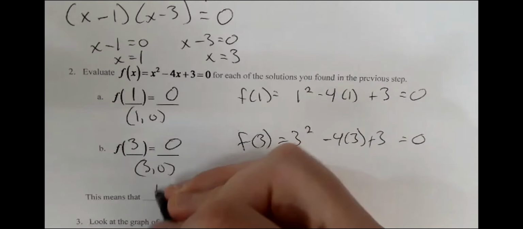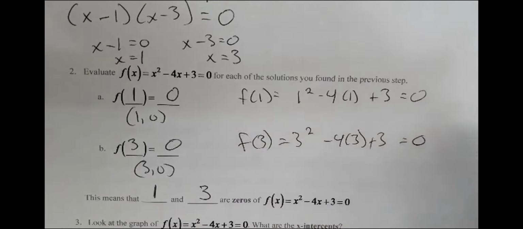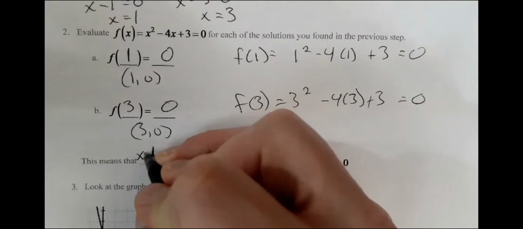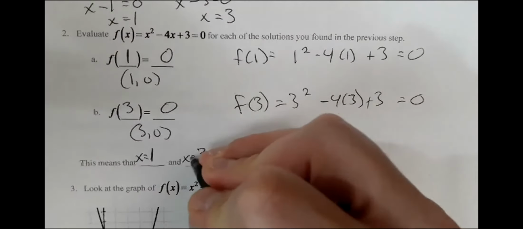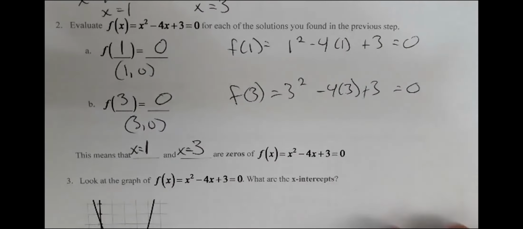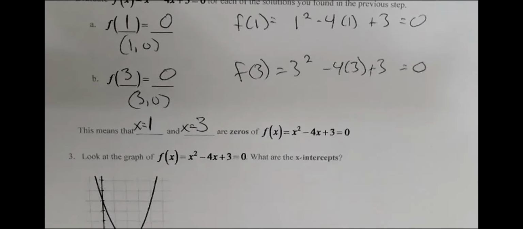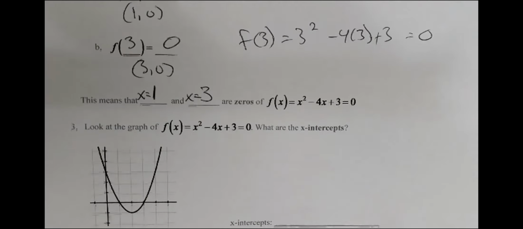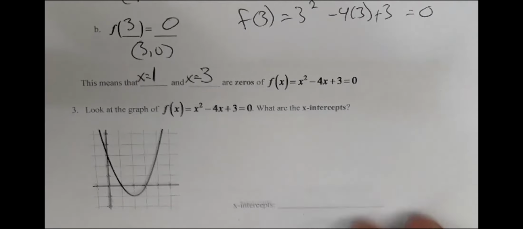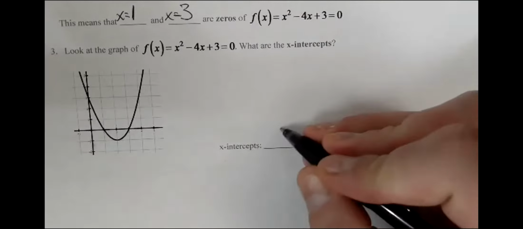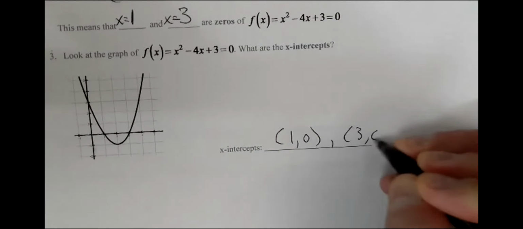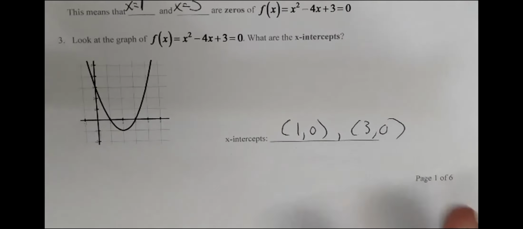So this means that 1 and 3 are zeros of my f of x. And we're talking about x equals 1 and x equals 3. These are the two zeros. Look at this graph. What are my intercepts? And so I wrote them up there previously, but my intercepts are the points 1, 0 and 3, 0.